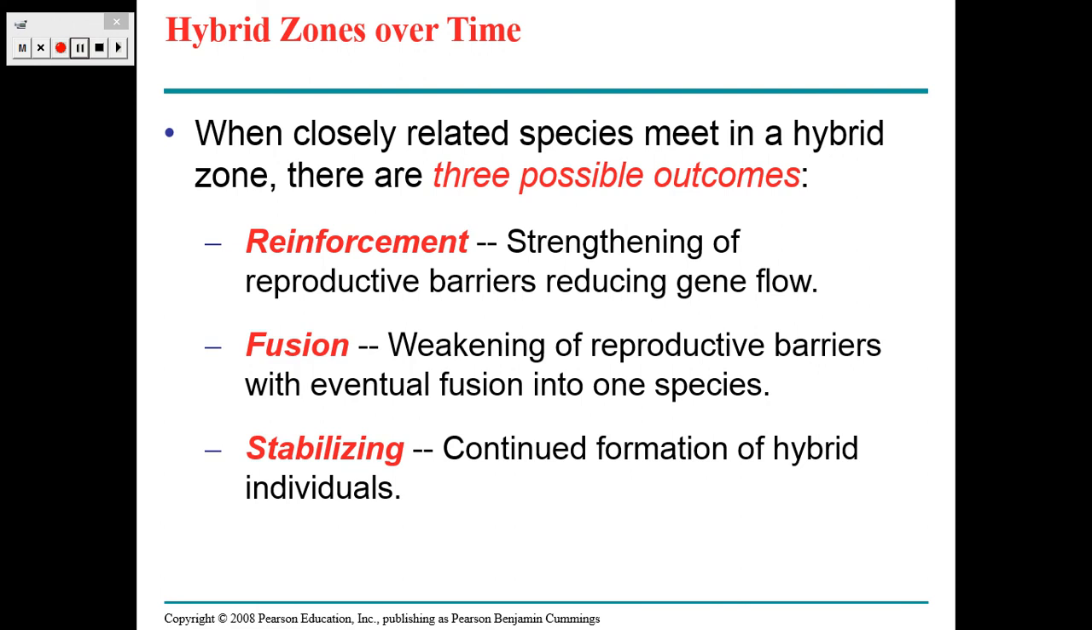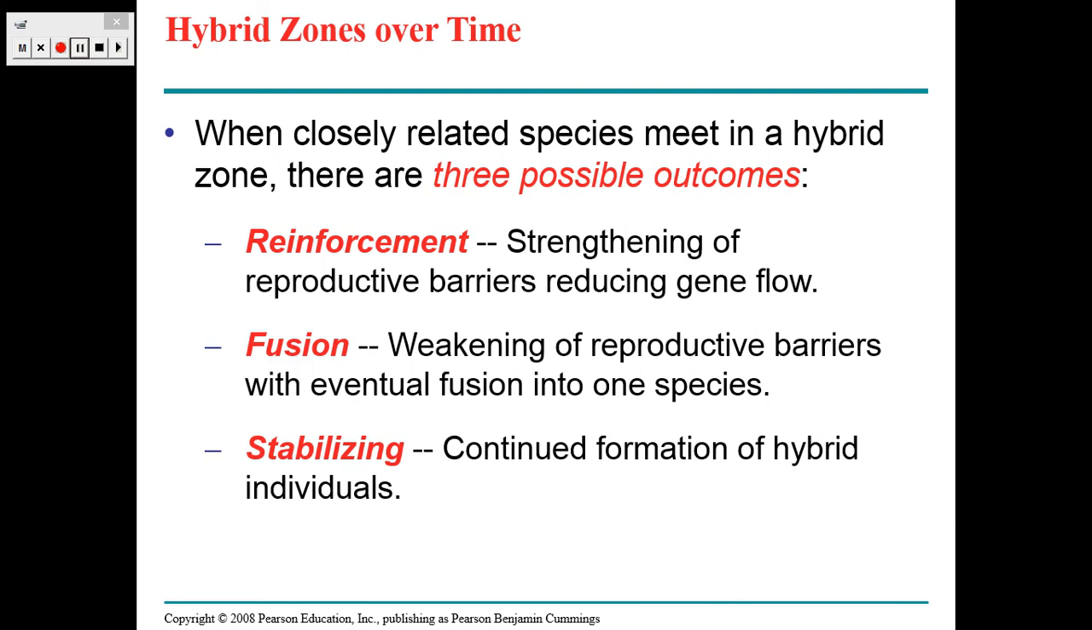Fusion would be the opposite. Fusion is when there's weakening of the reproductive barrier and eventually fusing into one species because the gene flow actually reduces differences. Okay, so that can happen too, where I end up with just one resulting species.